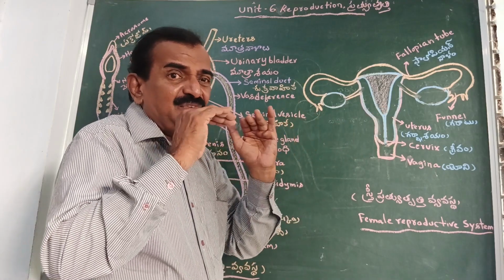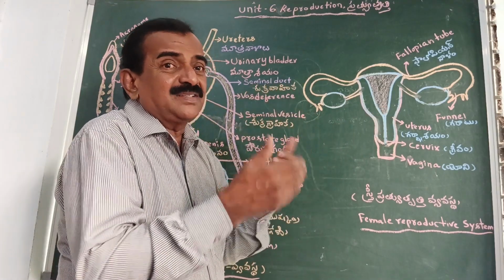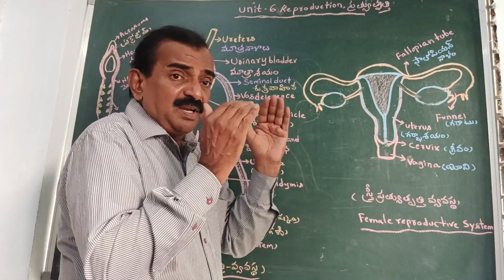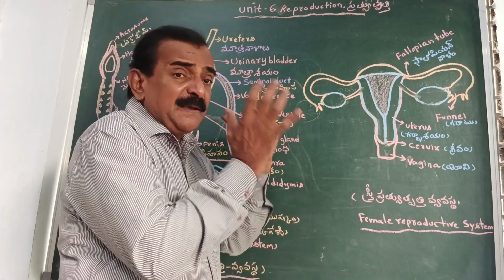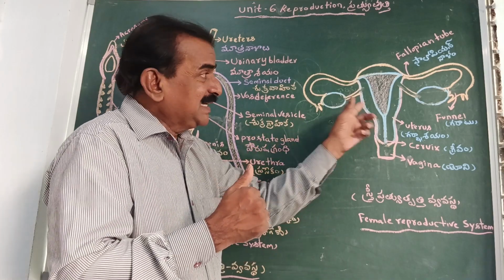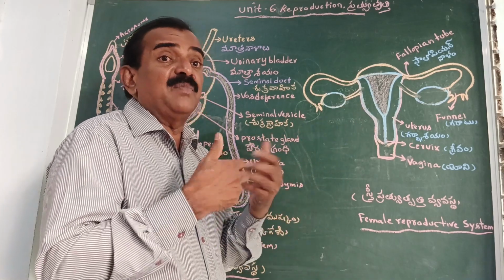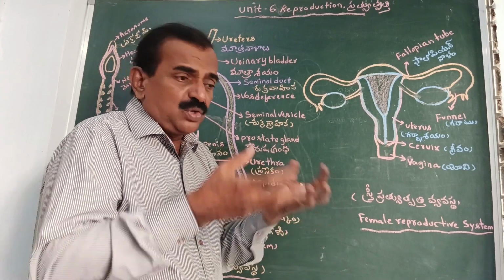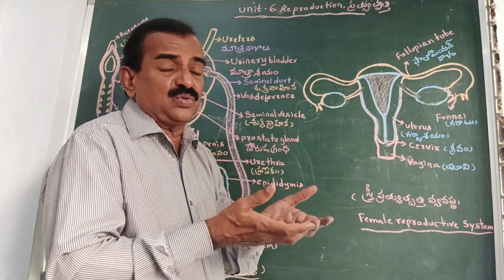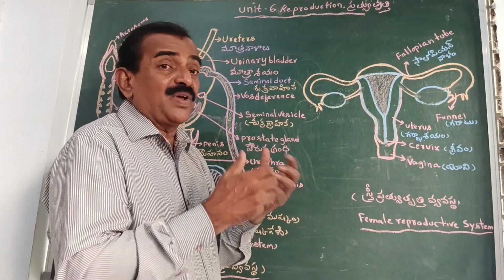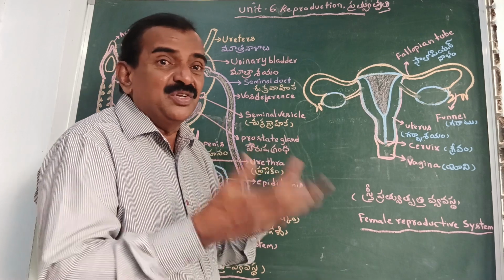We can learn all these development stages clearly in the coming years, 2024 and 25. Today we are discussing only the main parts of the female reproductive system and the membrane structures. The second membrane structure is the amnion, which has amniotic fluid. In the fluid, the embryo grows and develops. The amnion and amniotic fluid protect the developing embryo from mechanical shock and injuries.